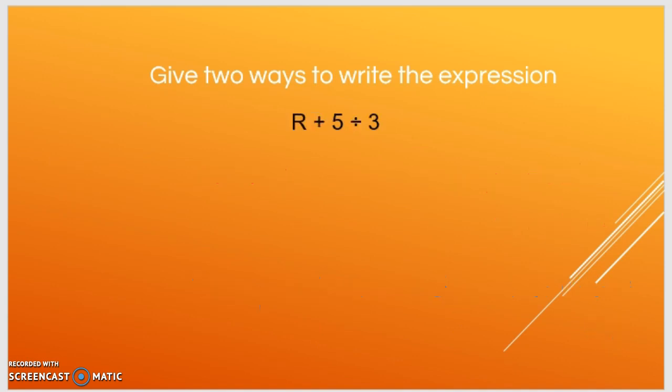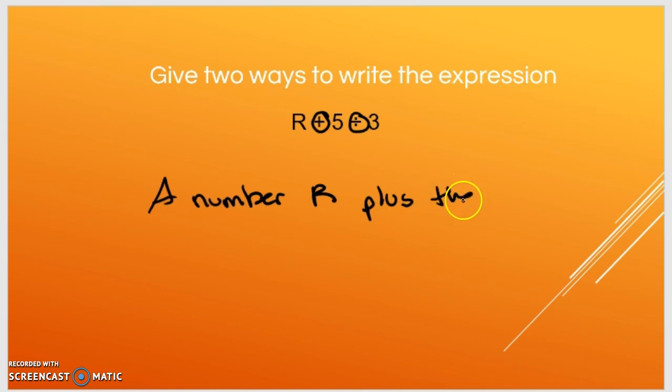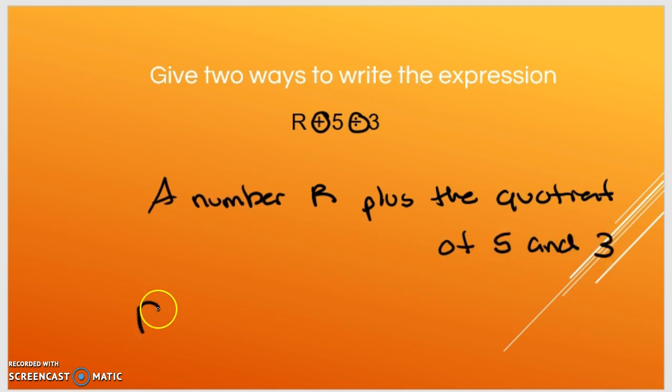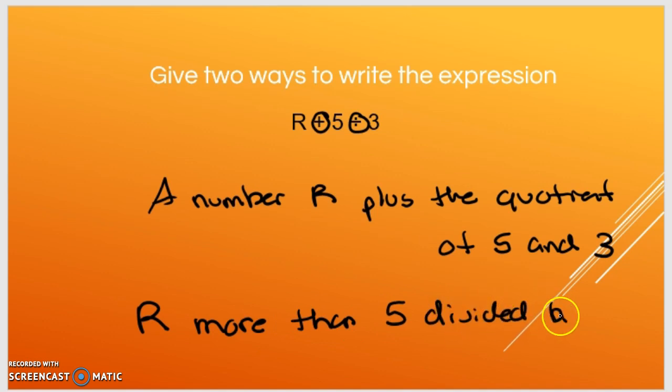All right. Give two ways to write this expression. I have r plus 5 divided by 3. Let's see, r plus 5 divided by 3. So I know I need to come up with some ways to say add and some ways to say divide. I know one way to say divide is quotient. And add, I could say more. So I could say a number r plus the quotient of 5 and 3. I could also say r more than 5 divided by 3.